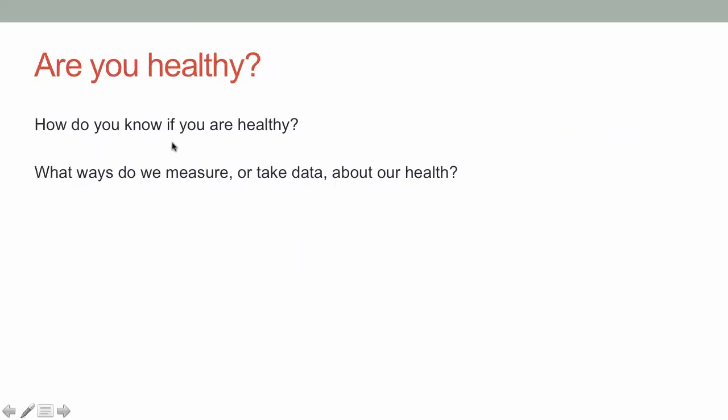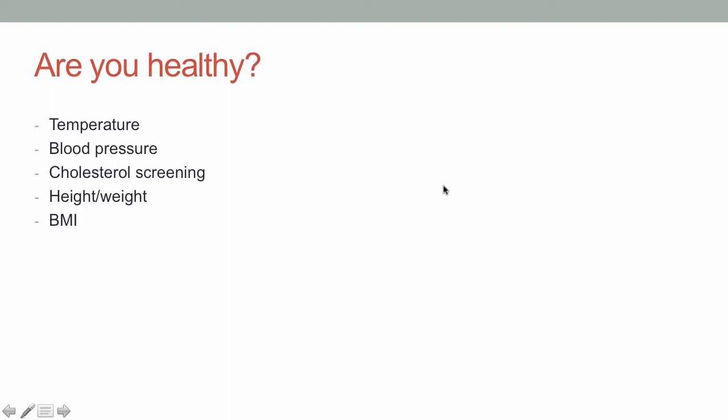All right, to get started thinking about things for this week, how do you know if you are healthy? What ways do we as human beings measure or take data about our health? Well, here's some things that come to mind. You may first check, do I have a fever? What's my temperature? If it's over 100 degrees, then it's a sign that something's going on.